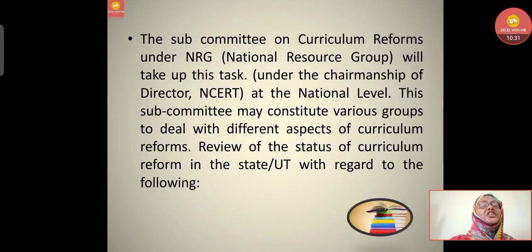Now, the subcommittee on curriculum reforms under NRG, that is National Resource Group, will take up this task under the chairmanship of the director, that is NCERT, at the national level. This subcommittee may constitute various groups to deal with different aspects of curriculum reforms, and review the status of curriculum reform in the state or union territory with regard to the following.